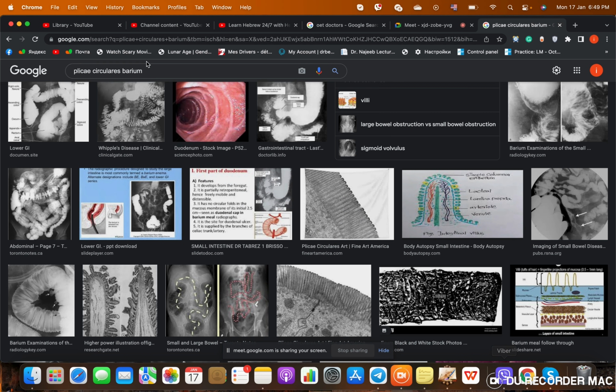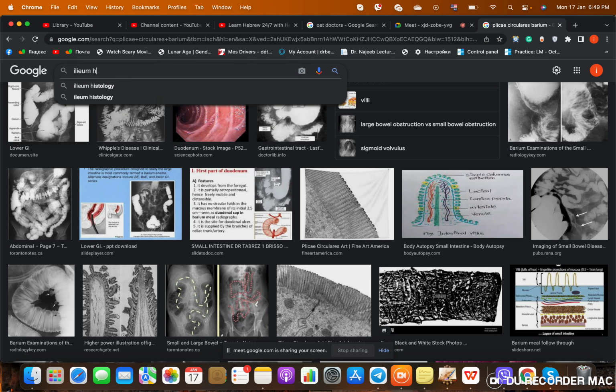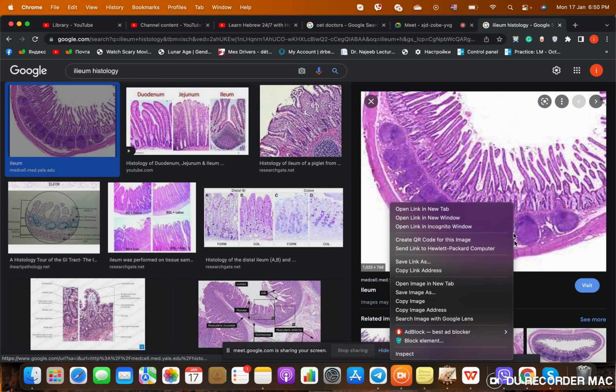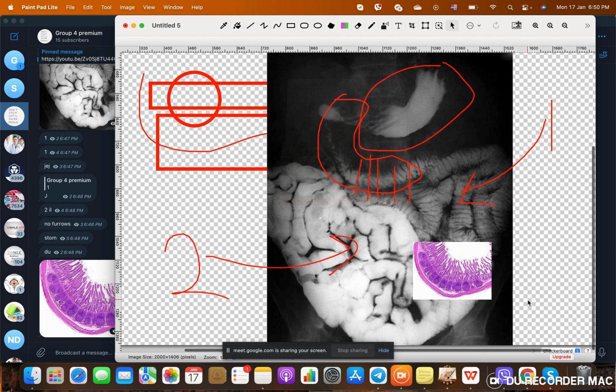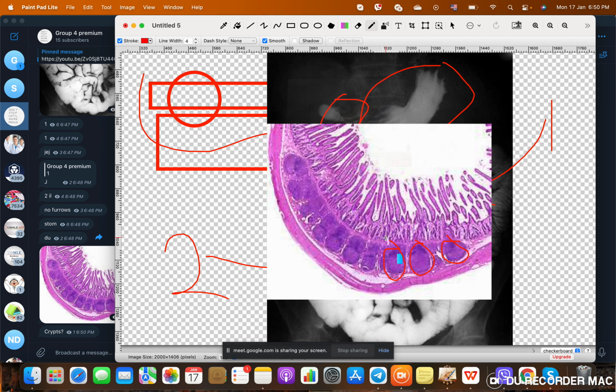Okay, let me show you an ileum histology. Can somebody please tell me what is this? We have one here, we have one here, we have one here. No, this is not the crypts. The crypts are here. See? If you go down like this, this is the crypt.